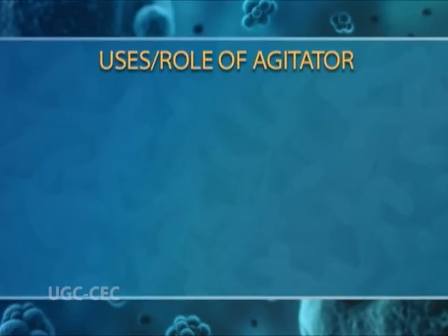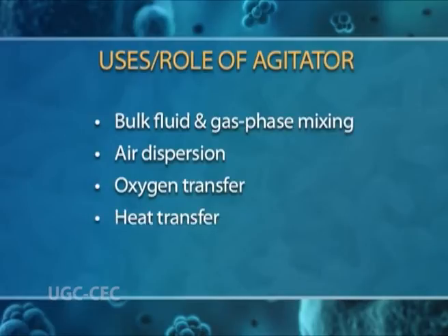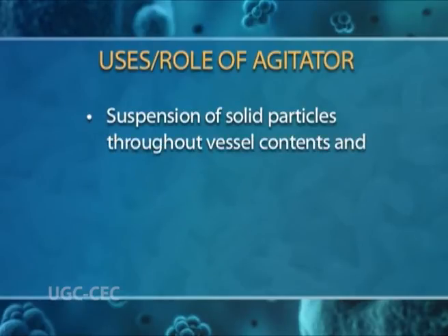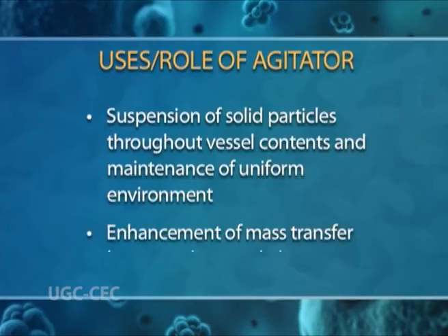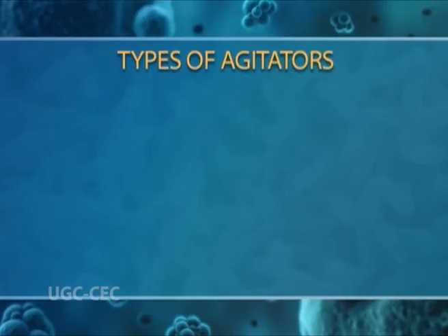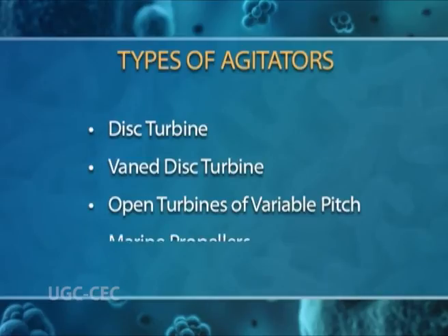The agitator is required to achieve a number of mixing objectives: bulk fluid and gas phase mixing, air dispersion, oxygen transfer, heat transfer, suspension of solid particles throughout the vessel contents and maintenance of a uniform environment. Enhancement of mass transfer between dispersed phases. Agitators are of several different types, for example, disc turbine, vane disc turbine, open turbine of variable pitch and marine propellers.